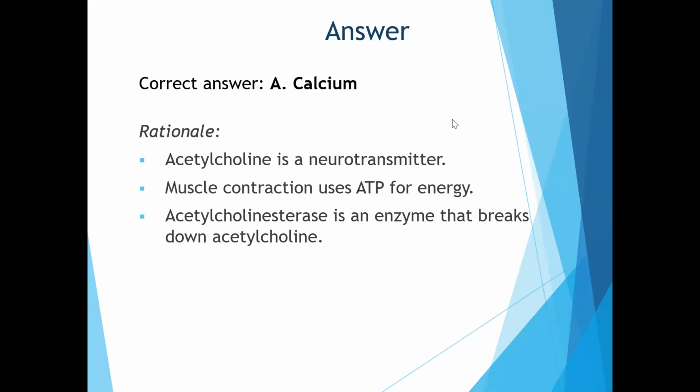And the correct answer there is A, calcium. So acetylcholine is a neurotransmitter that's released by your motor neuron across the synaptic cleft. Muscle contraction does use ATP, but not from the sarcoplasmic reticulum. And then acetylcholinesterase is that enzyme that erases the acetylcholine, breaks down the extra acetylcholine when your muscle is relaxing.